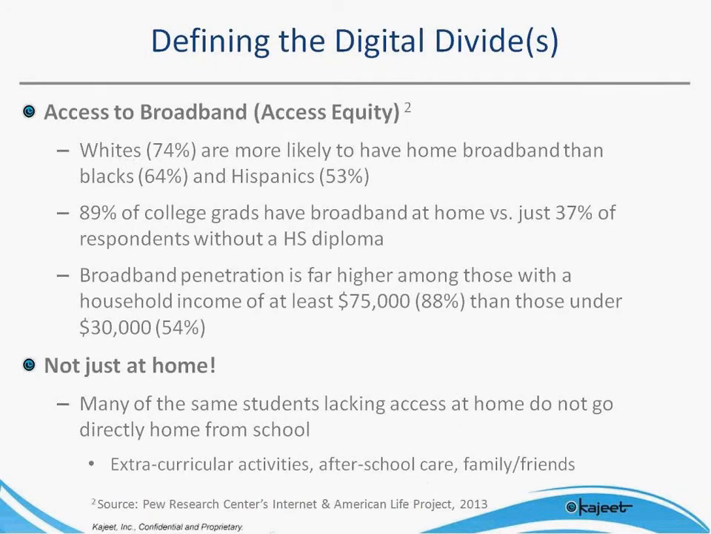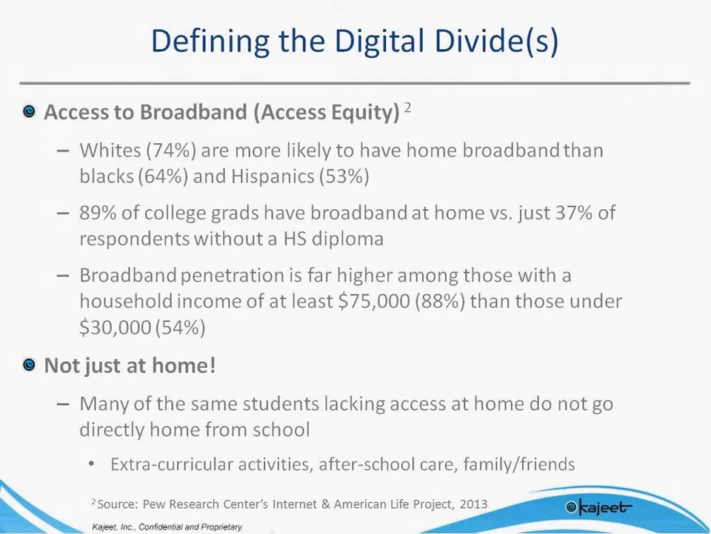On the side, you can see how pronounced this is. In households where the head of household is a college graduate, 89% of those households have broadband at home. Whereas at the other end of the spectrum, where the head of household does not have a high school diploma, only 37% have broadband in the home. So there's a difference there, just looking at the educational attainment of the parents within the household.